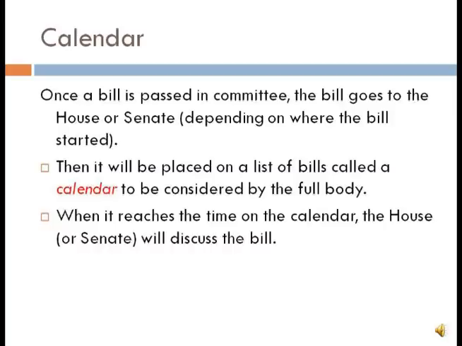Now let's talk about the calendar. Once a bill is passed in committee, the bill goes to the House or Senate, depending on where the bill started. Then it will be placed on a list of bills called a calendar to be considered by the full body. When it reaches the time on the calendar, the House or Senate will discuss the bill.